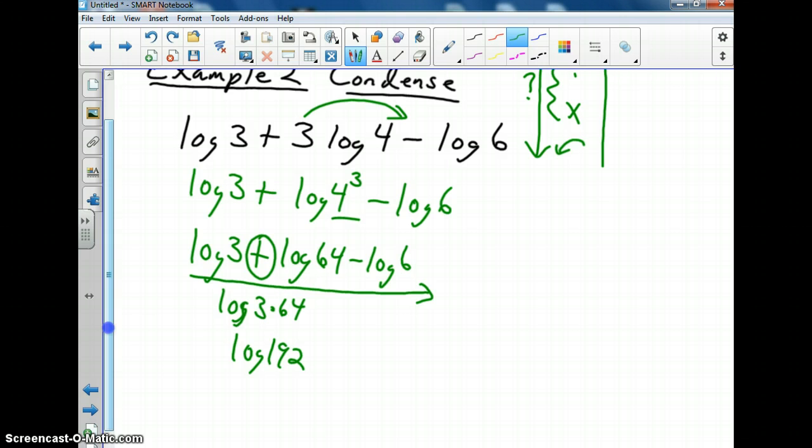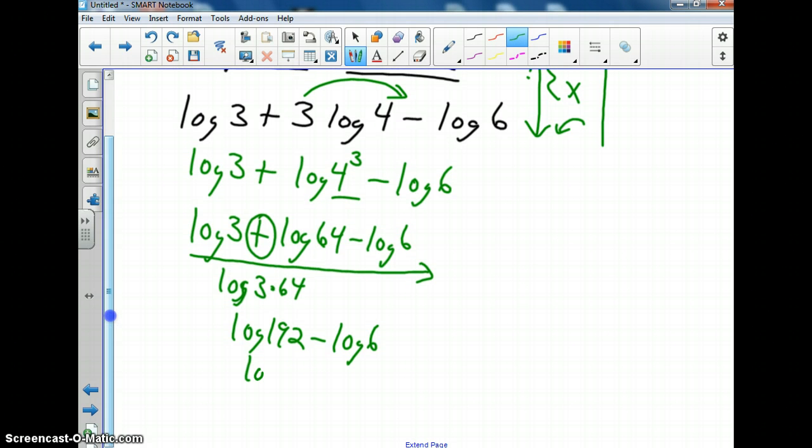Okay? And then minus log 6, right, minus log 6. Okay, now subtraction means division, right, so now you're going to put down log 192 divided by 6. So how much is 192 divided by 6? I'll do that. 32, you got it, and there's your answer, log 32, and there's the final answer right there.